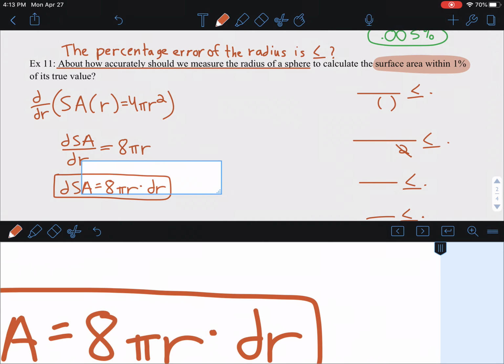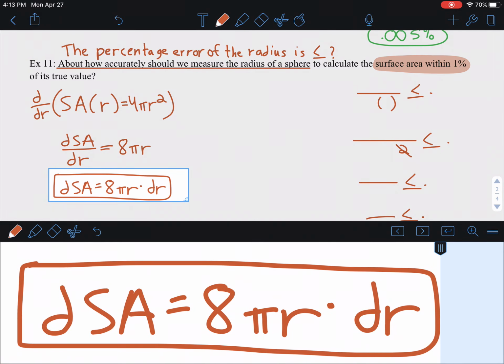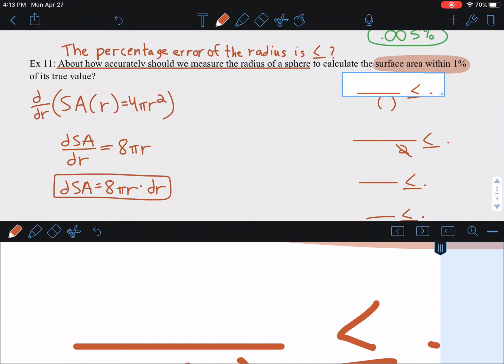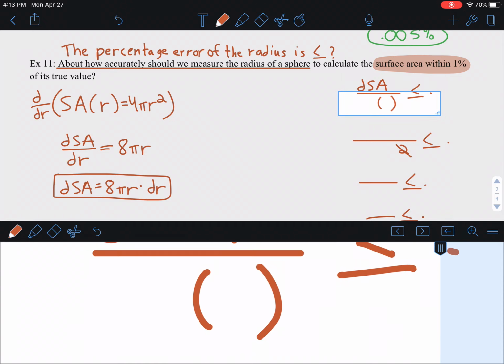So I'm going to use that to my advantage. Okay, so the differential of the surface area is still 8 pi r dr. Now what this question is saying is I want the surface area to have a percent error no greater than 1% of its true value. That means that the differential of the surface area is the surface area with some other radius, right?